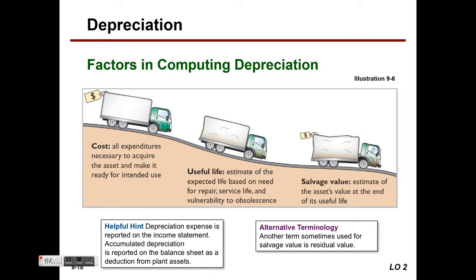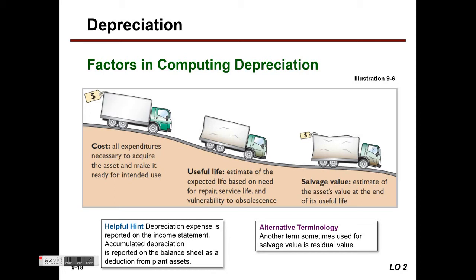Useful life, which again is an estimate. Management guesses when they buy an asset how long it will last, based on the asset being purchased, based on the intended use, based on the useful lives of similar assets. And that's an estimate. And then salvage value.